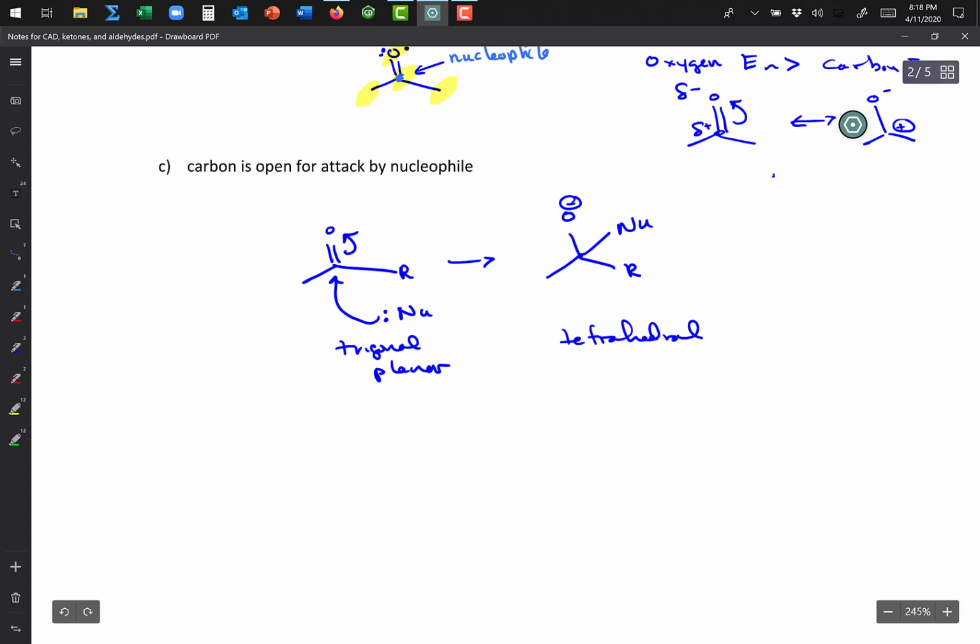So there's a number of different reactions in these 2 chapters, but all of them start off with this first basic step that a nucleophile comes in and goes from being trigonal planar and becoming tetrahedral. Occasionally there's a step before this step where the oxygen gets protonated first, but that's usually the role of a catalyst. But the rate determining step in most of these reactions is the formation of this tetrahedral intermediate.